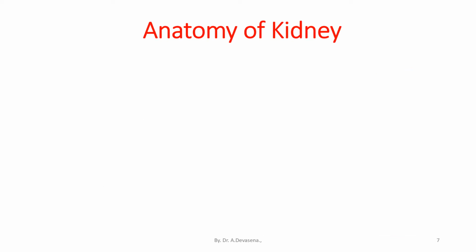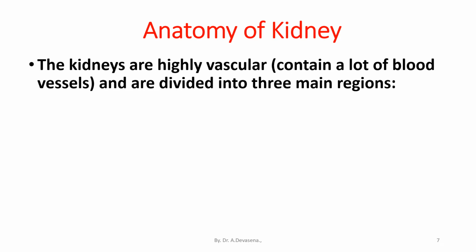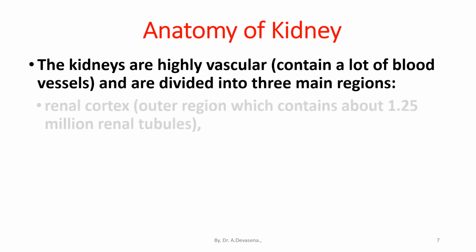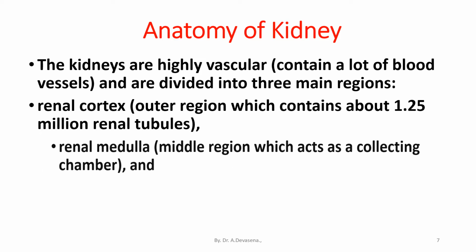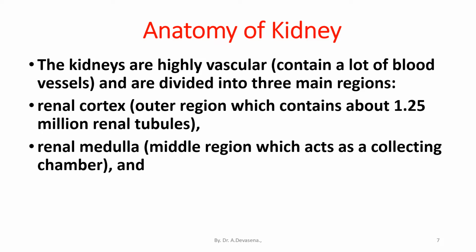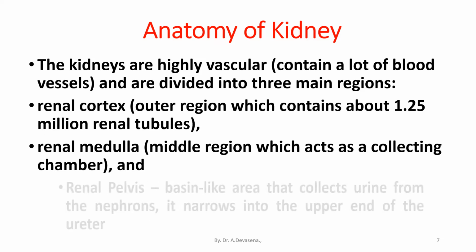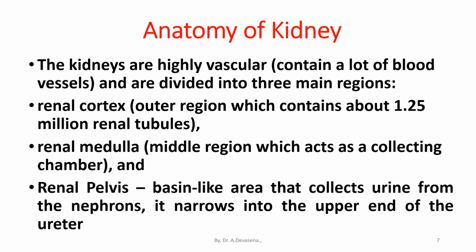Anatomy of kidney. The kidneys are highly vascular, that is contain a lot of blood vessels and are divided into three main regions. Renal cortex, that is the outer region, which contains about 1.25 million renal tubules. Renal medulla, the middle region, which acts as a collecting chamber, and renal pelvis, the basin-like area that collects urine from the nephrons. It narrows into the upper end of the ureter.